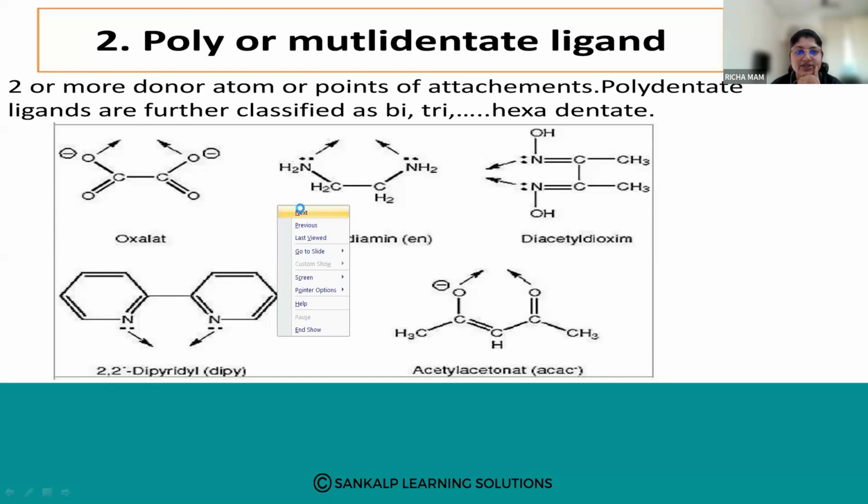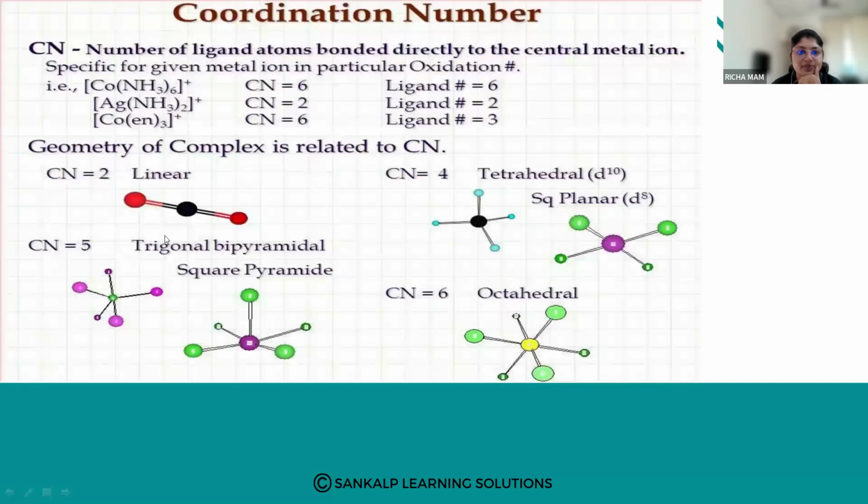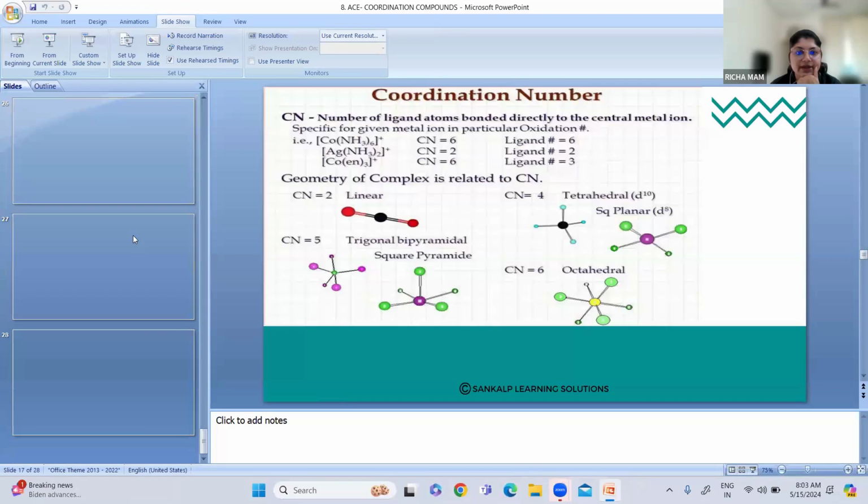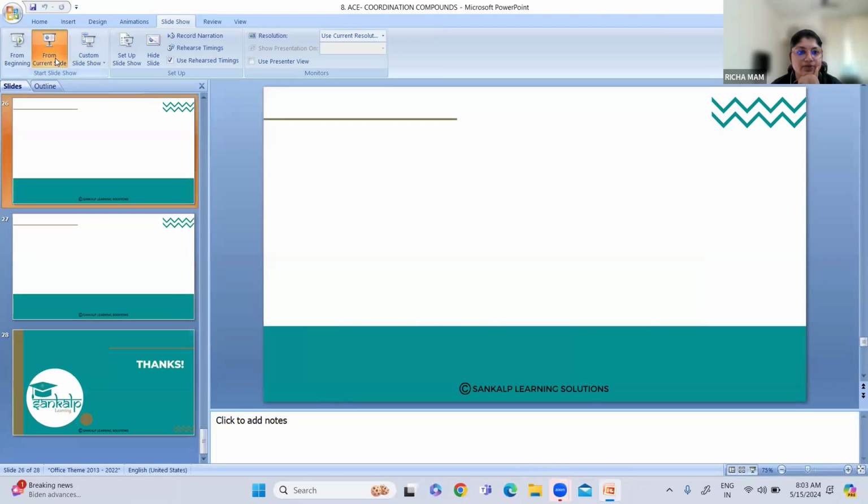So let us see each of these now. Let me take a plain slide and explain to you. So let us start with the bidentate ligand.